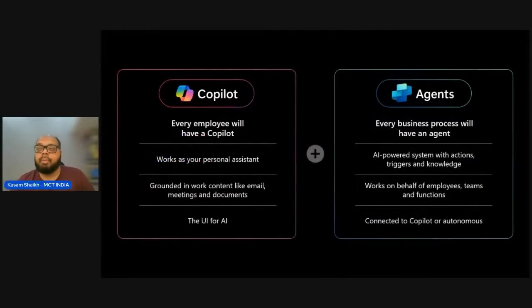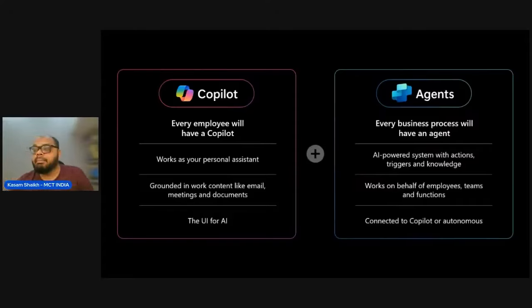Let's look at Copilot. Copilot is all about helping with personal productivity. At Microsoft, we believe that every employee will have a Copilot. It is your personal assistant, a one-to-one relationship between every employee and their Copilot. We also believe the other half of this magic is agents, and agents are all about addressing business processes. Every single organization has business processes, from the simplest to the most advanced.